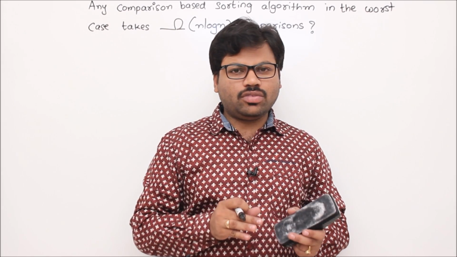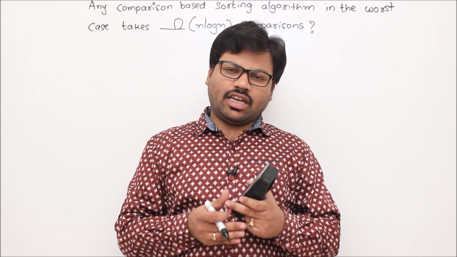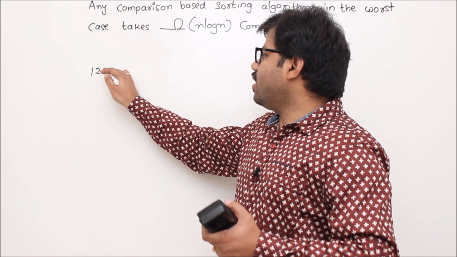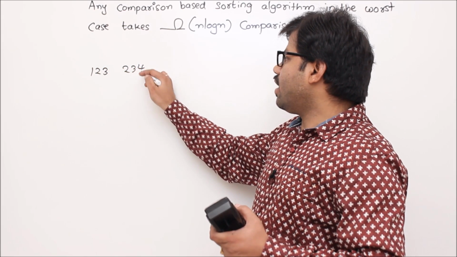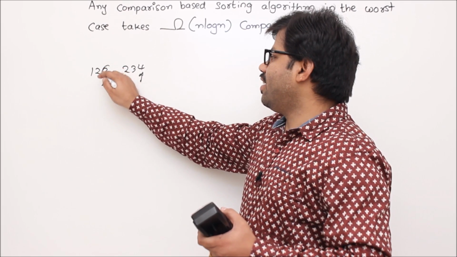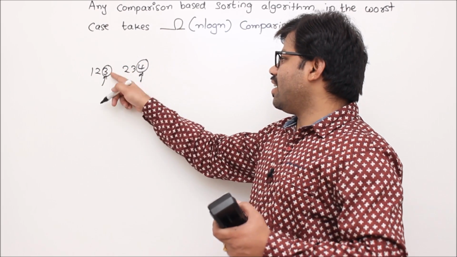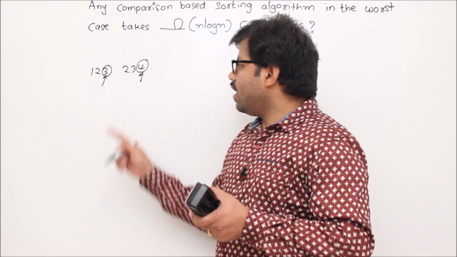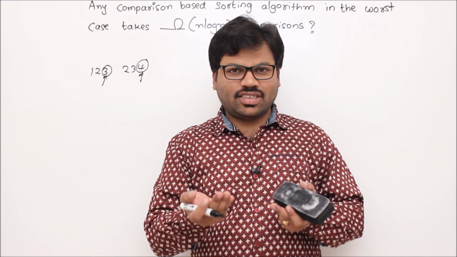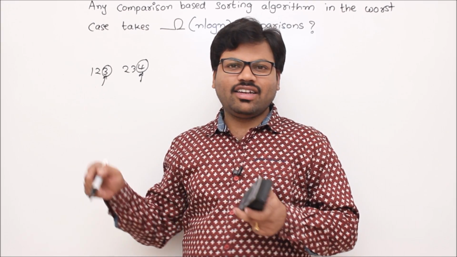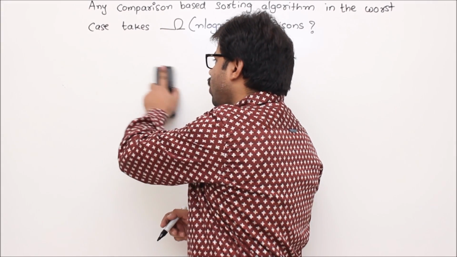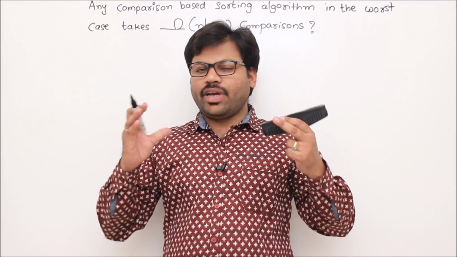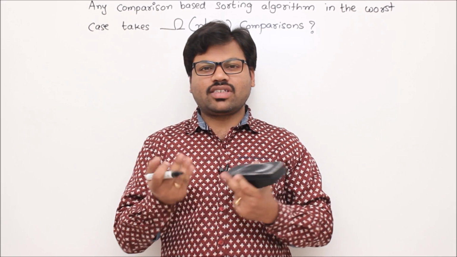There are some algorithms which are non-comparison based, for example radix sort. Radix sort takes elements like 123, 234, and compares the digits, right? It takes the least significant digit and compares, and based on that it moves the objects. Here you are not comparing the objects, we are comparing the digits inside them. So they are not comparison based sorting algorithms. A comparison based sorting algorithm always compares object versus object, not digit versus digit.